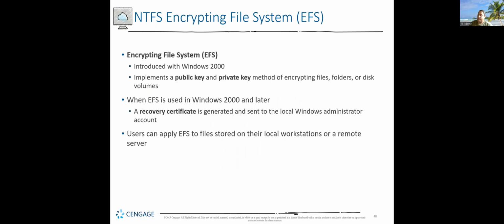Let's talk about encryption and NTFS. Encrypting File System, introduced in Windows 2000, implements a public key and a private key method of encrypting files. So a public key is a key that you can give out to everybody, and the private key is the only key that you have within your organization, that only works there, and isn't given out to anyone outside of your department or your team. That's a private key. A public key is the one you can hand out.